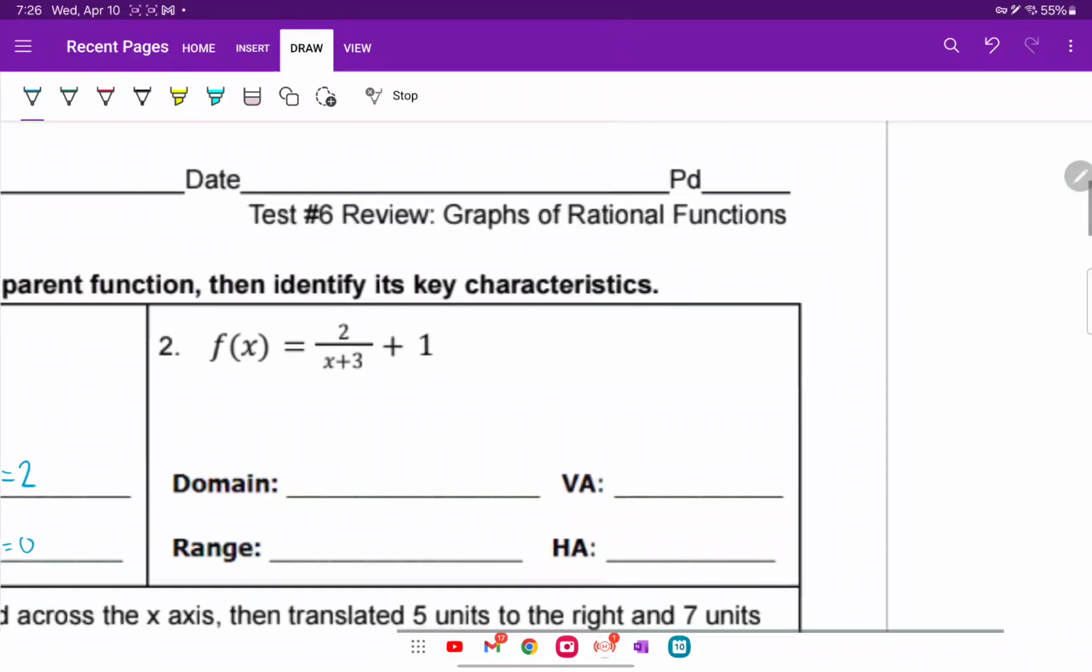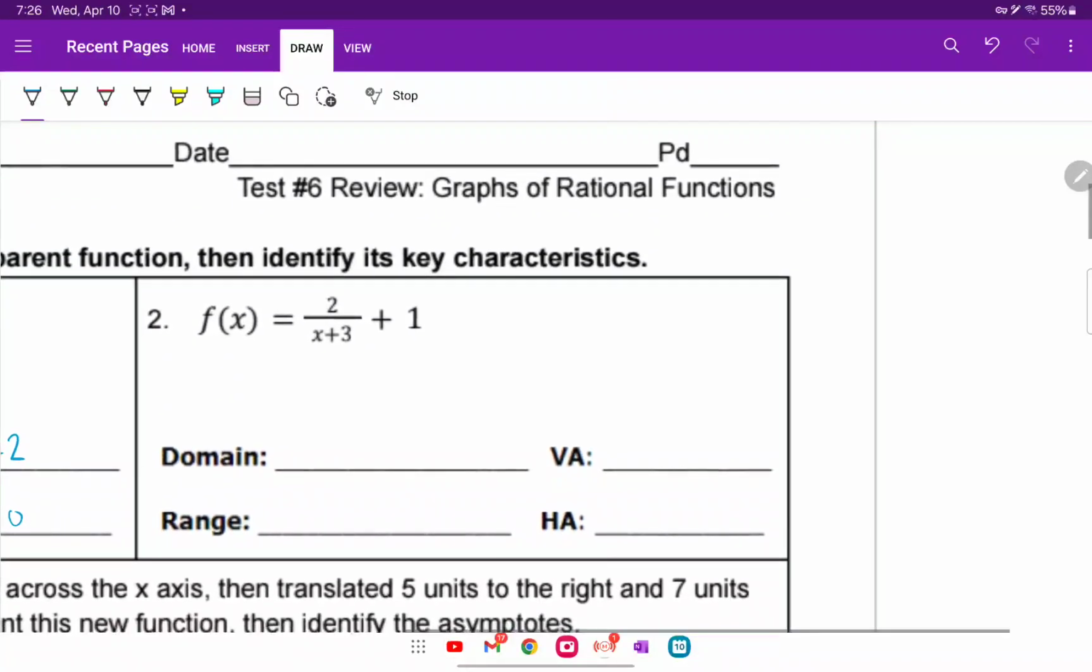On to number 2. All right, for number 2, we're going to start by stating the transformations. So we have x and we have y. All right, first I see that 2 at the top. That's going to be a vertical stretch by 2. The x plus 3, if we set that equal to 0, the transformation would be left 3. And then the plus 1 is up 1.